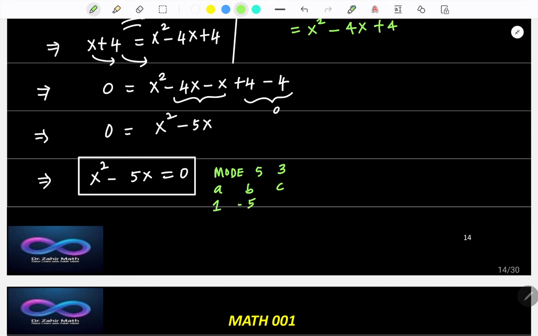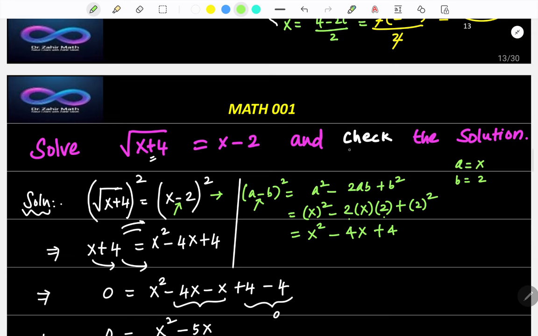What's your B? Minus 5. What's your C? 0. If you give this in the calculator, I will get two answers: x equals 0 and x equals 5. Clear everybody? Right. Two answers. But there is one more question.